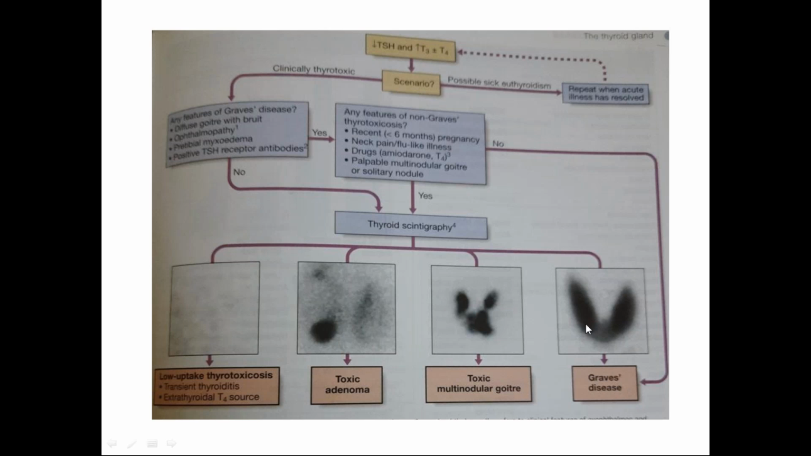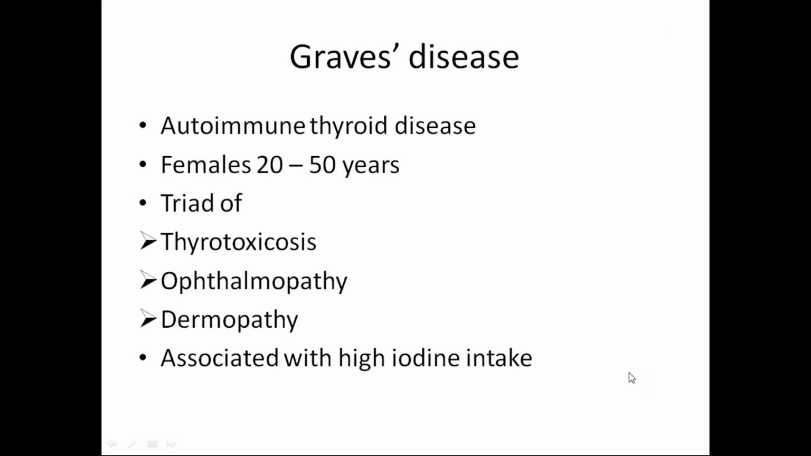But if the uptake is uniform, everything is homogeneous, then it is Graves' disease, because these two have active spots, hot spots, which take up the radionuclide, because the thyroid secretion is present only in these areas, whereas in Graves' disease, overall the gland is hyperactive, which is causing the disease. So that's the difference between toxic goiter and Graves' disease.